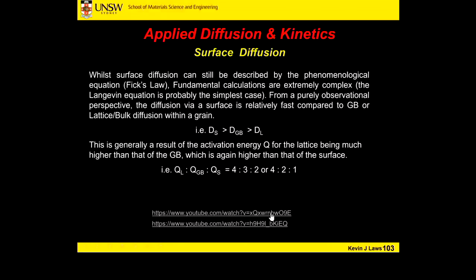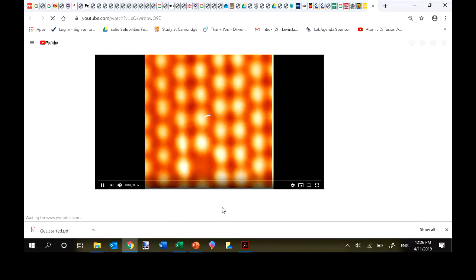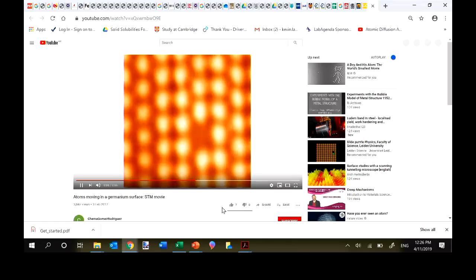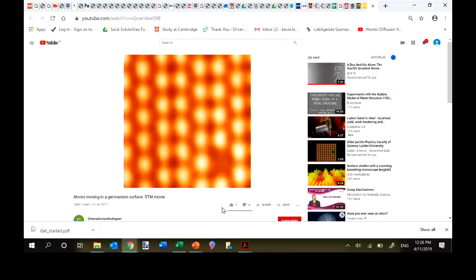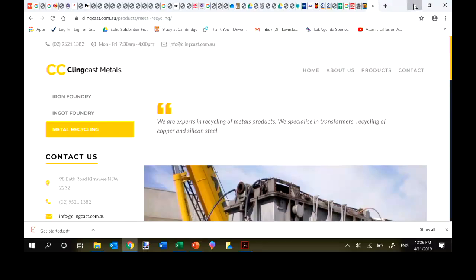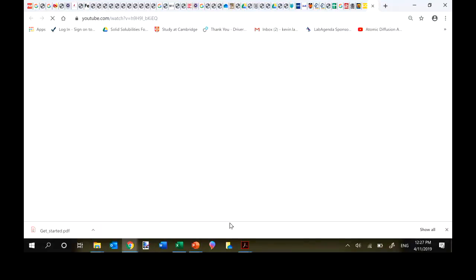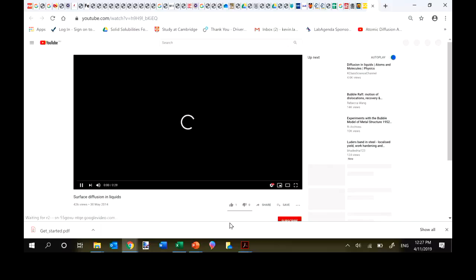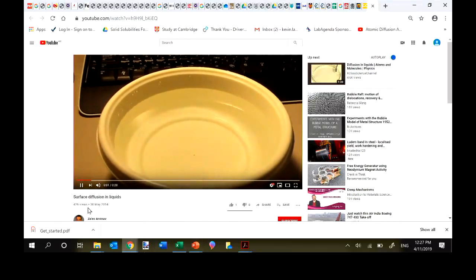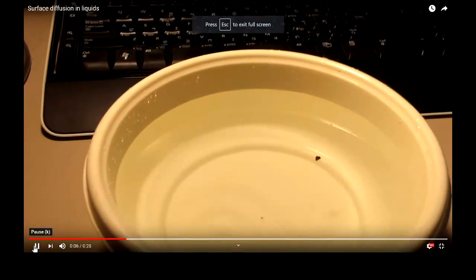Okay, what have we got here? Oh, okay. So this is vacancy hopping across the surface. So that's live out of a TEM. What's our other one here? Surface diffusion. Okay, so we'll hit pause.